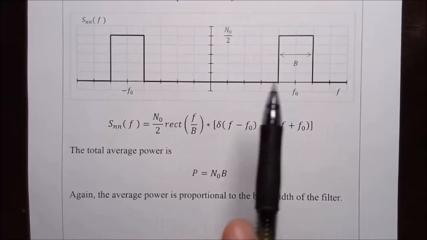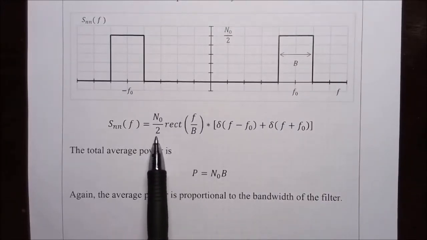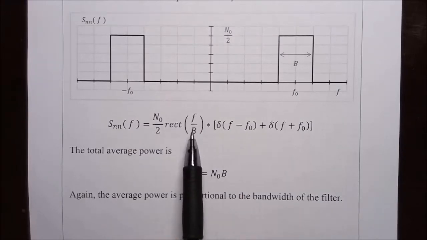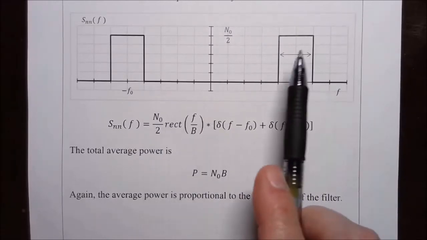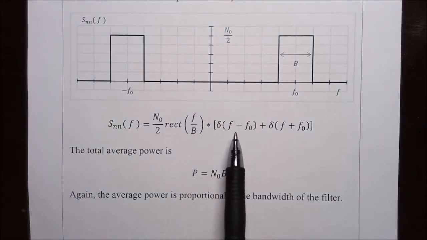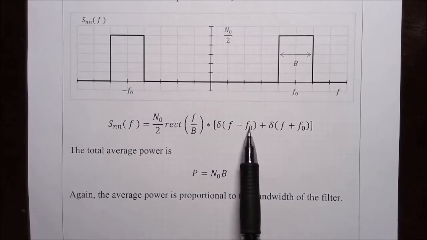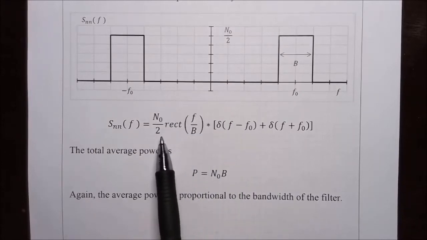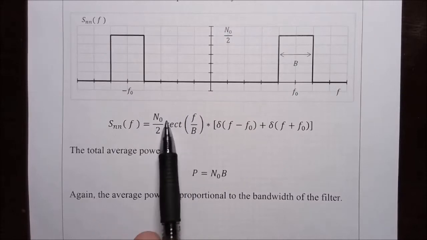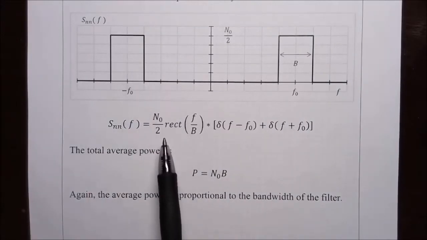It's written in this form. This is the shape of a rectangle with height n0 over 2 times rect of f over b. So this is a rectangle with width b, and now we're convolving that with a pair of delta functions. These are delta functions on the frequency scale. So we're replicating this rectangle shape at plus f0 and also at minus f0.